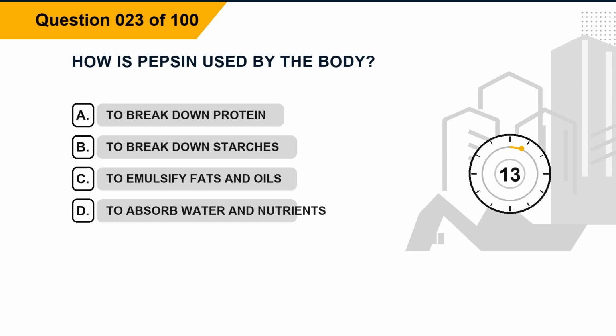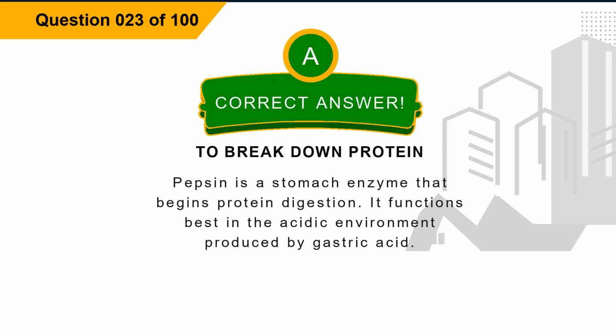Question 23. How is pepsin used by the body? Option A, to break down protein. Option B, to break down starches. Option C, to emulsify fats and oils. Option D, to absorb water and nutrients. The correct answer is option A, to break down protein.